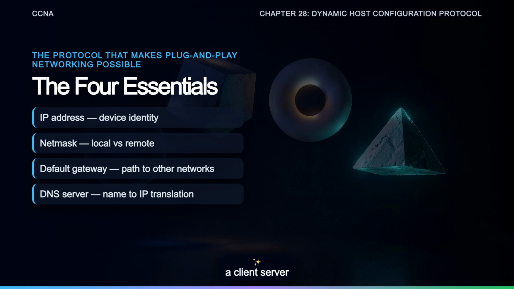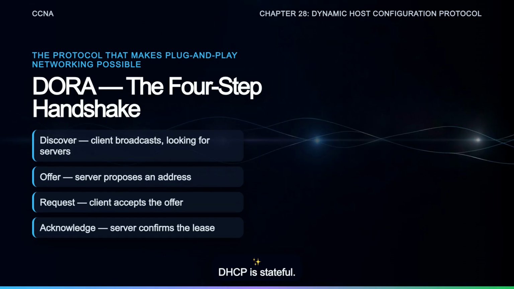It works on a client-server model. The client asks, the server answers with a lease. DHCP is stateful. The server keeps track of which addresses it's handed out and to whom. This is different from SLAAC in IPv6, which is stateless and has no server tracking anything.